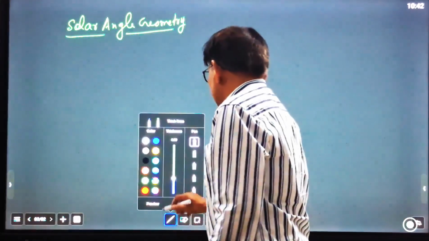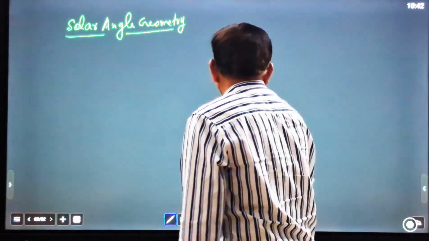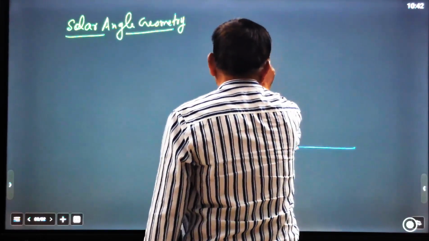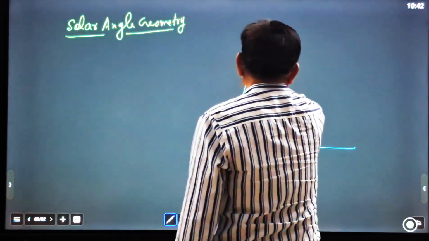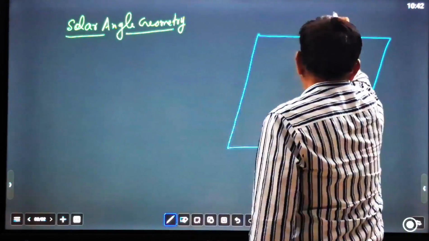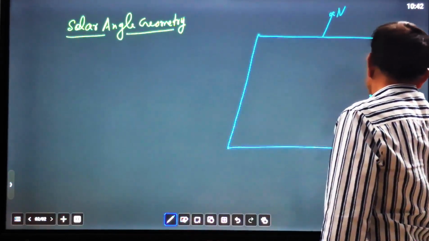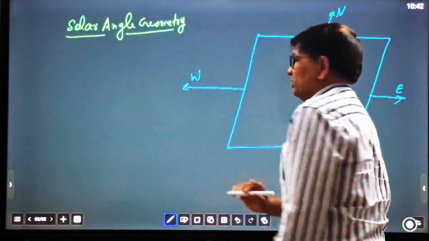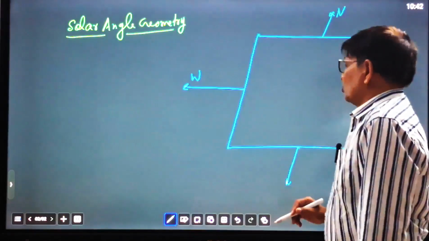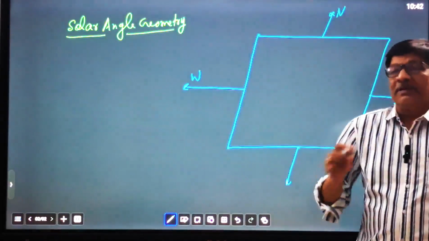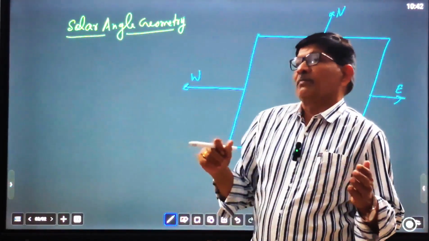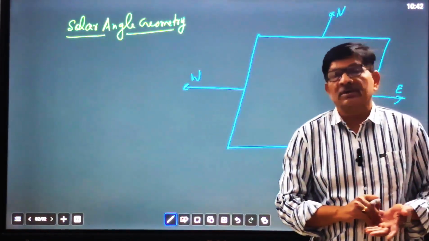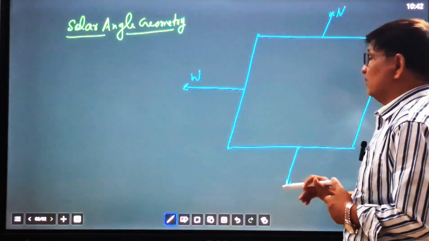So first let us draw the solar angle geometry. This is a horizontal surface, a reference surface, which we have taken as a reference. North, east and west, and south. Though Earth is spherical, it is a very big surface, so everywhere you reach, you see that the surface is horizontal, as a small distance surface always looks horizontal.